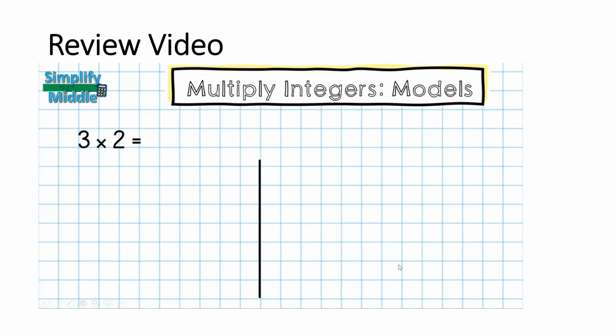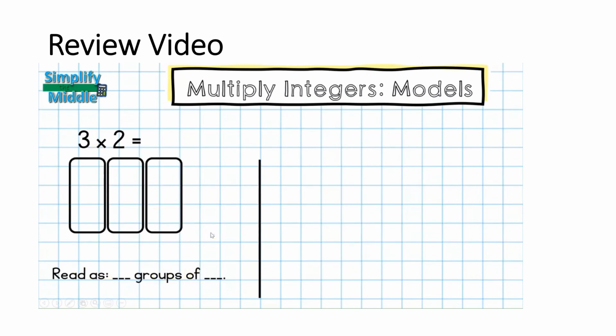So in our problem, 3 times 2, we're going to use counters to represent our sets that we have here. We're going to read it as 3 groups of 2. So I'm going to create 3 different groups, and inside each group I'm going to be putting a positive 2, which means I'll put 2 yellow counters. So I'll do that for each of my groups, and then I'll count up what I have. These are all yellow, and I have 6, so my answer is positive 6.